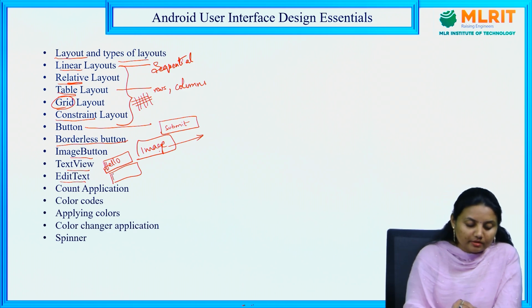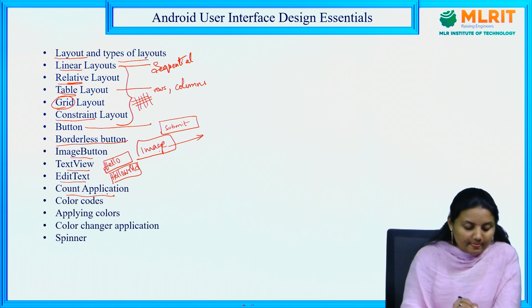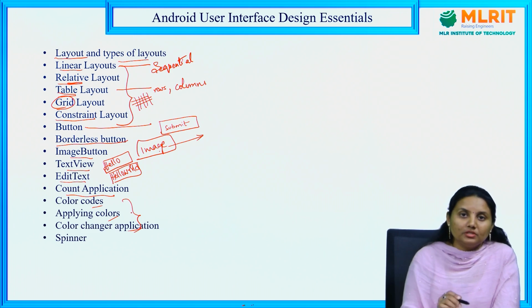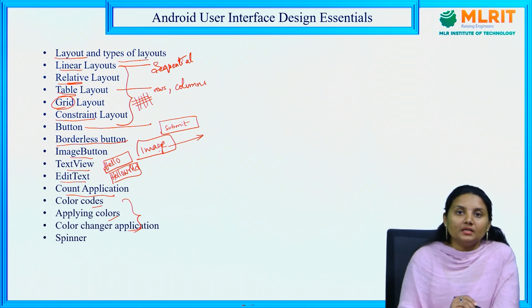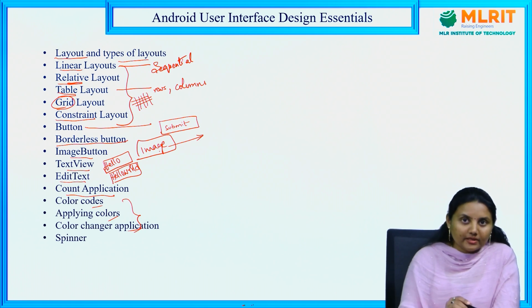So here if you wanted to just type anything or rewrite anything, you can give it. Then count application. Based on all these layouts and components, I will show you a small application where a counting application can be implemented. Then color codes, applying colors, color changer applications. These are again one more application using different components and different types of colors that you can assign by using a color palette or the color codes.